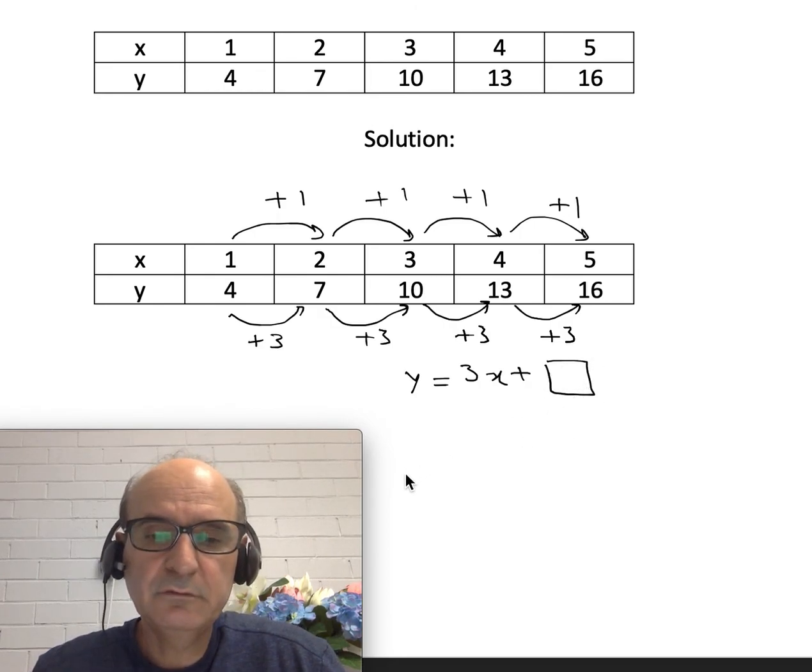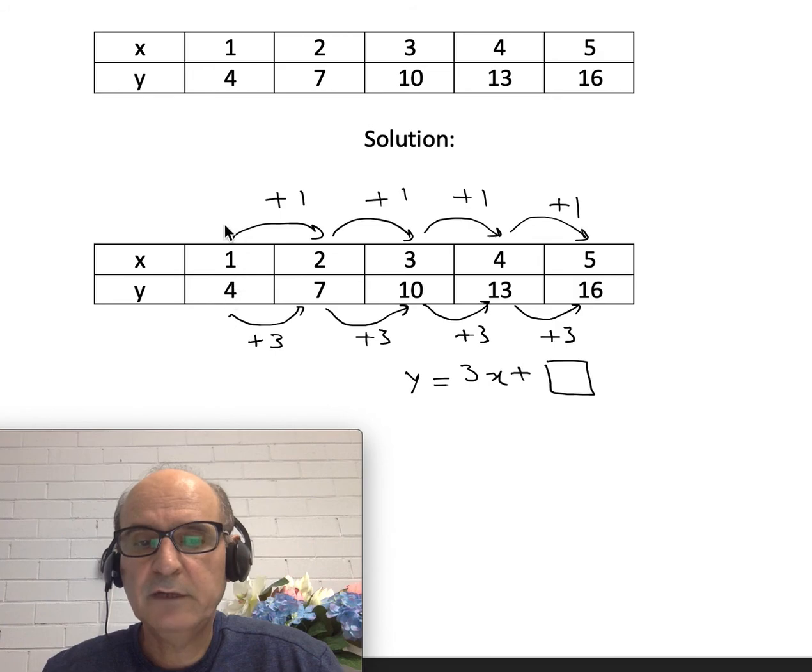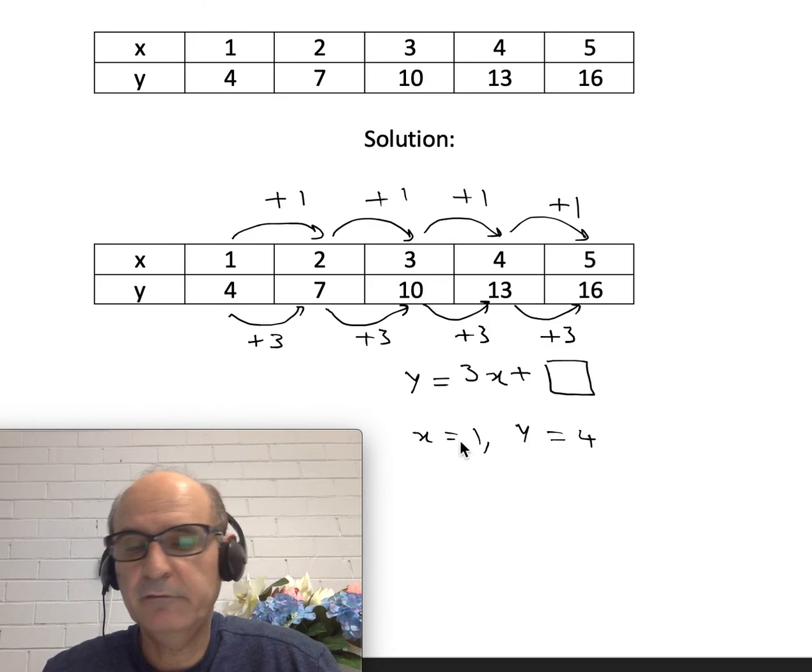So all you need to do is look at a set of values for x and y. So you have x equal to 1. When x is 1, y is 4. So that means when I have 1 for x, I should get 4 for y. So this rule should give me that. So then I put these values here. So y must be 4.